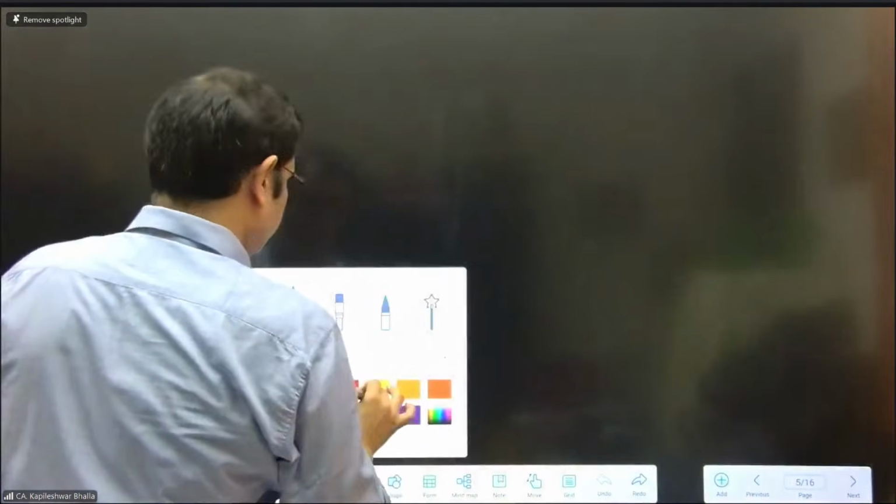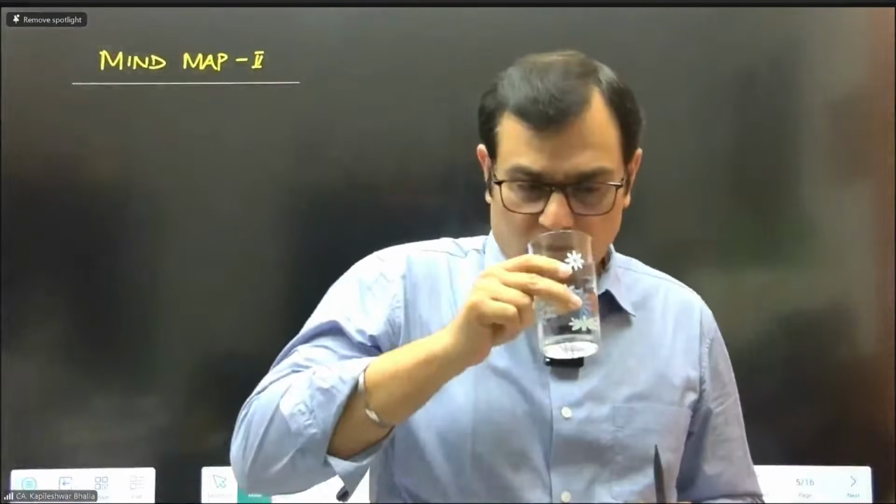So I'm making my mind map number two, which is on compound financial instruments. The first mind map was in terms of classifying the instrument from the issuer perspective. Now we're looking at the second mind map, which is from the perspective of split accounting.